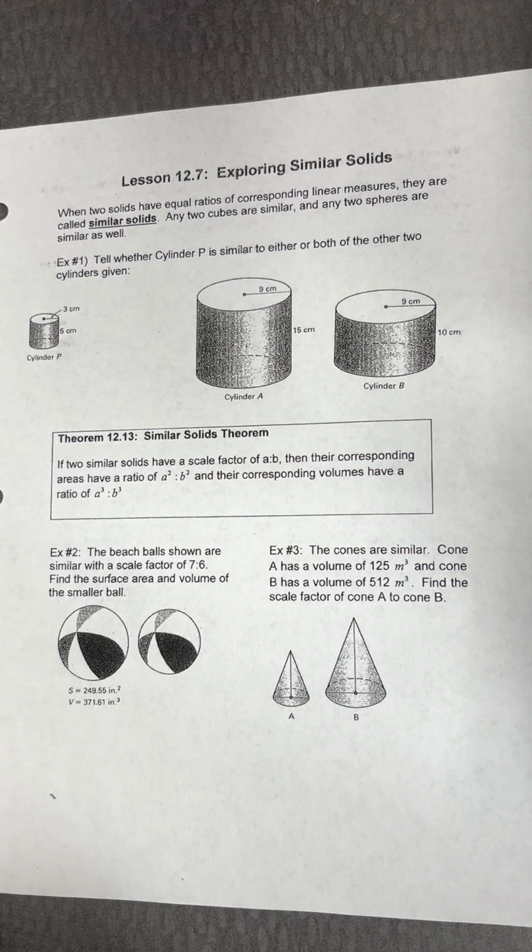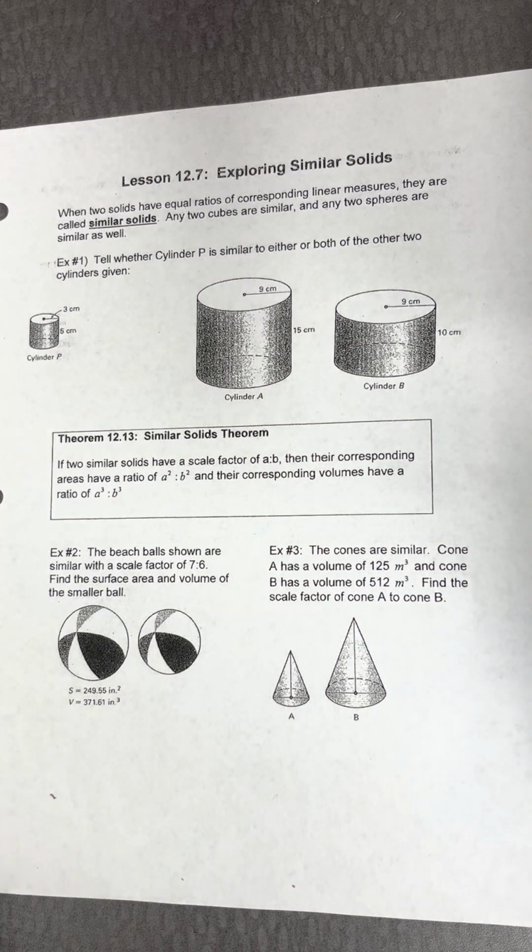Example 1 says tell whether cylinder P is similar to either or both of the other two cylinders given. So we've got measures of radius on each of the cylinders. We also have measures of the height for each of the cylinders. Those are the two measurements that we can compare to see if we've got similar figures.